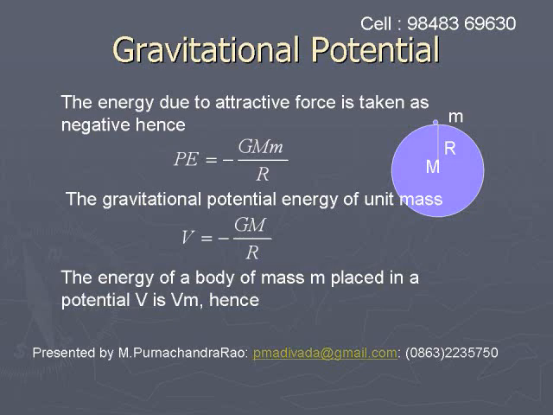Gravitational potential energy of the earth-mass system, or the gravitational potential energy of a body of mass small m, will be equal to V into small m. Hence, the potential energy will be equal to V into small m, which becomes equal to minus GMm by R.